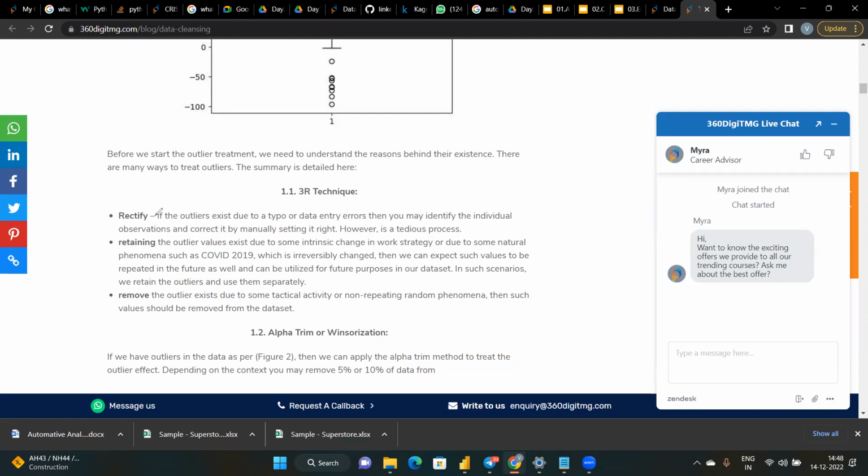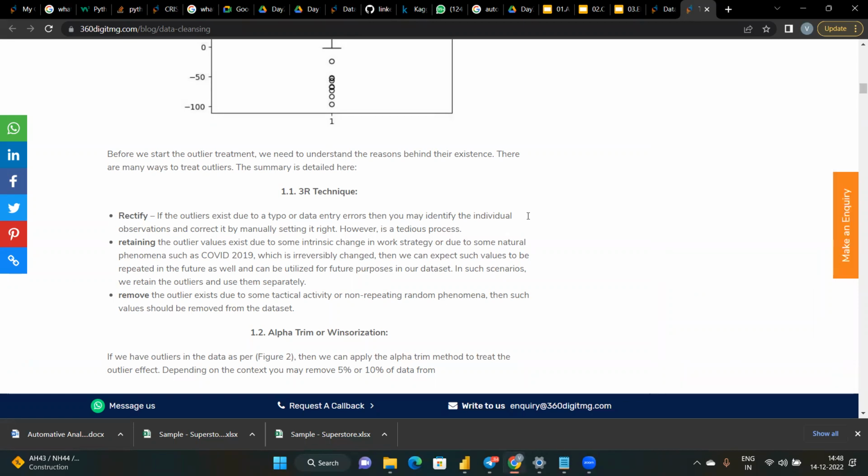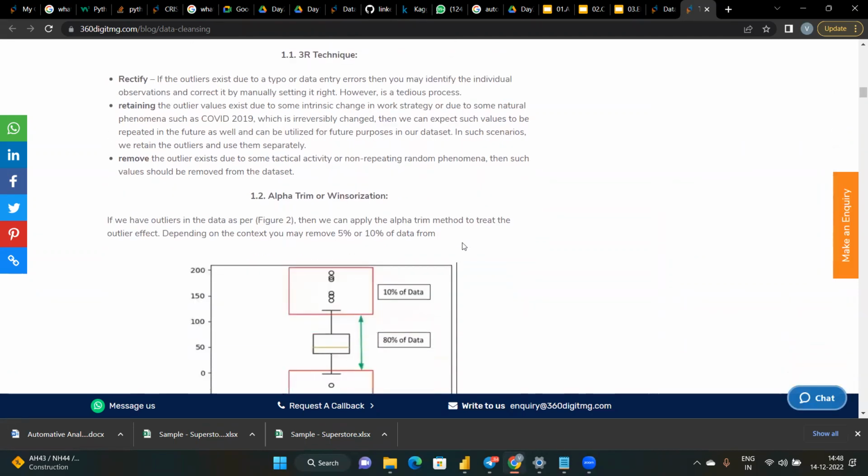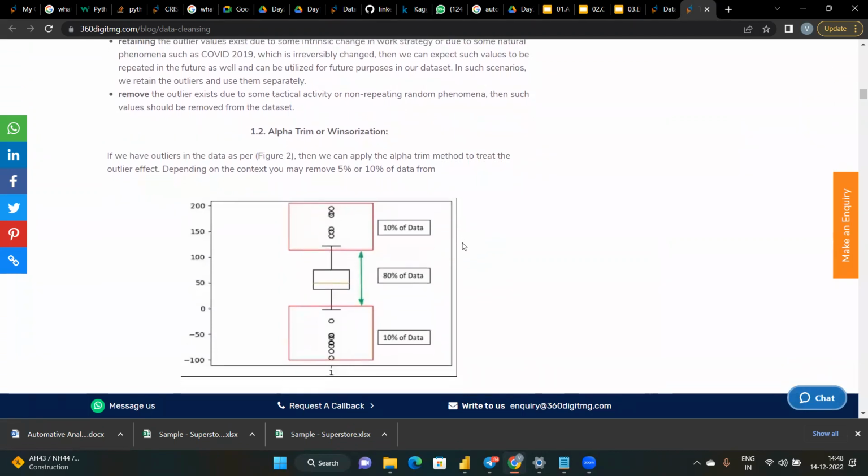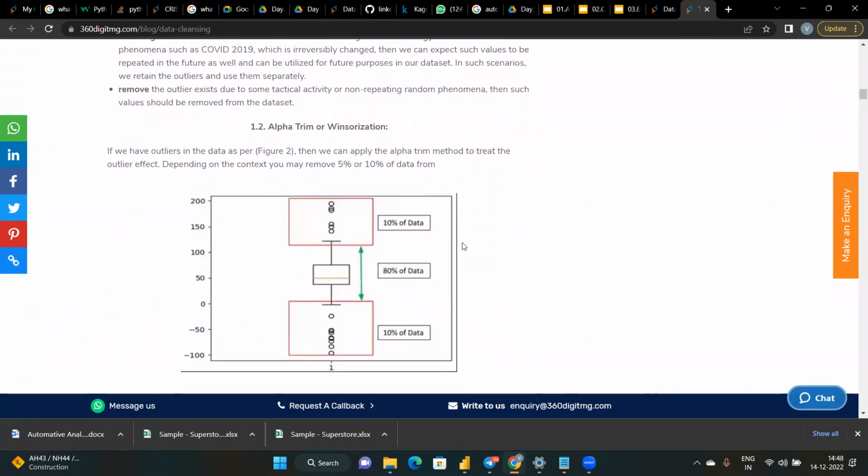Okay, then such values should be removed from the data set. So we know we are going to use this IQR technique for outlier analysis treatment, right? So guys, this outlier analysis treatment, we are going to use this. And next, visualization. So yesterday we have seen the 95%, 85%, right?